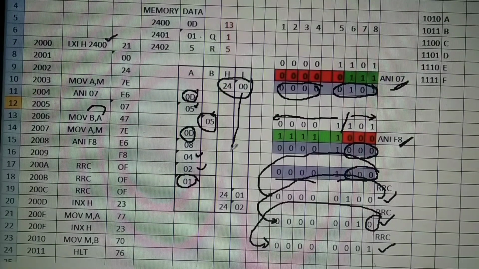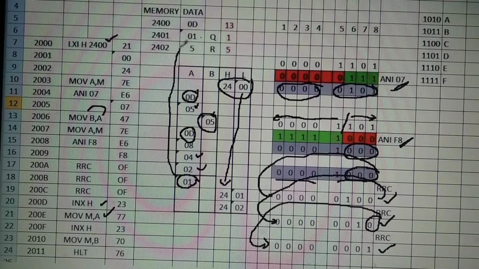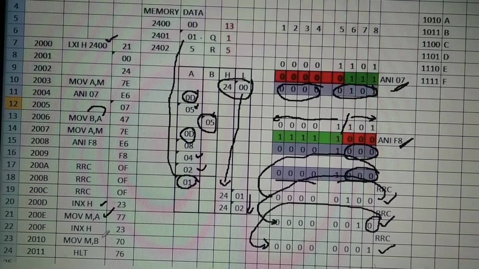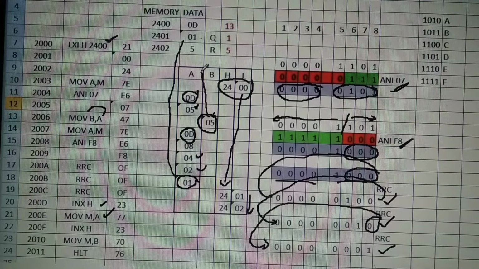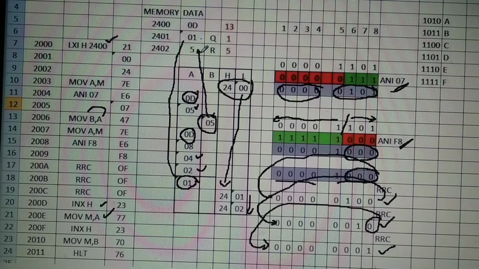This quotient is to be stored at the next memory location. Therefore, INX H, it becomes 2401, MOV M,A. INX H, MOV M,A. It goes to memory. Then again INX H and MOV M,B. It goes to the consecutive memory. Thus, the quotient and remainder are stored in consecutive memory locations.